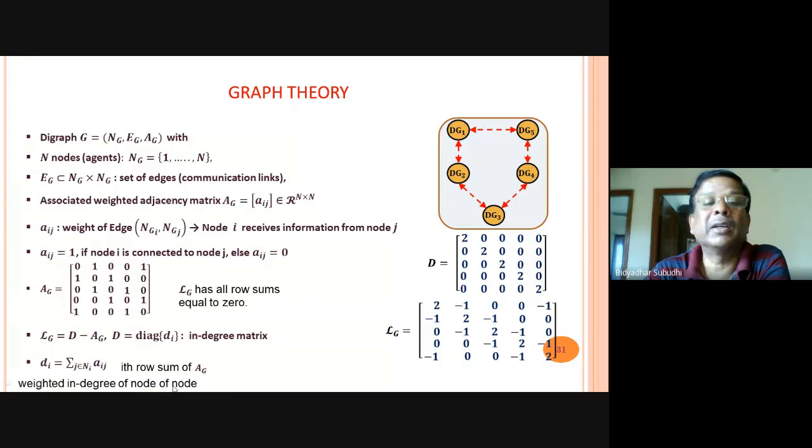The in-degree of the node is the summation, and those are the diagonal elements. Therefore, knowing D and AG, you can compute LG.